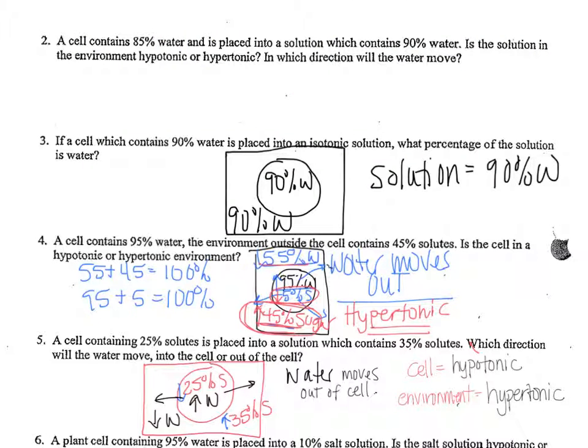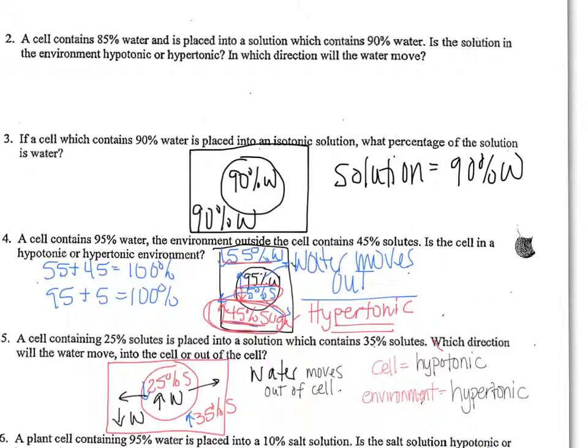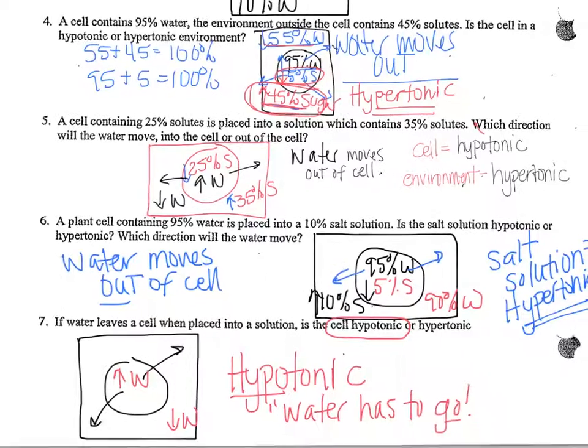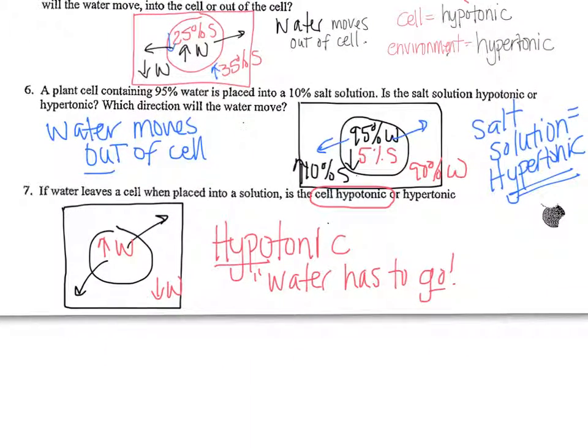I'm going to quickly go through the rest of the answers so you can double check your own. Number 3, we skipped over, but 90%. The solution would therefore also be 90%. Moving on to problem 5. Water is going to move out of the cell. That means that the cell is hypotonic and the environment is hypertonic. It doesn't ask you that question, but I put that down. Number 6, water moves out of the cell, and the salt solution therefore is hypertonic.